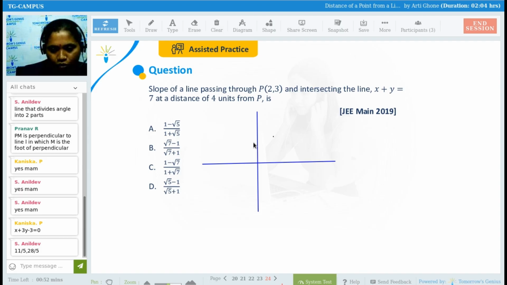Rough charts in coordinate geometry or straight lines are really necessary while solving the question. So this is a straight line passing through the point (2, 3), so we have one point on this straight line as (2, 3). Okay, clear? Next, intersecting the line x plus y is equal to 7. Intersecting the line, so I'll draw another line.